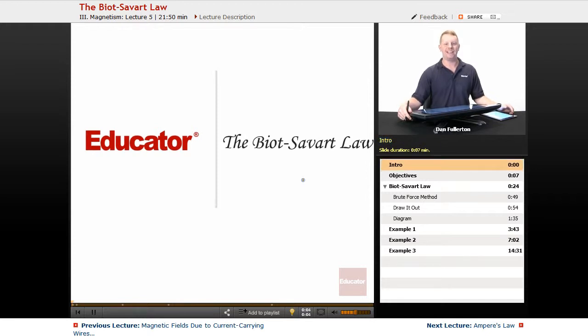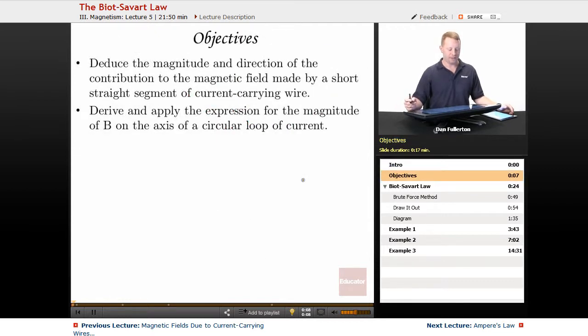I'm Dan Fullerton, and in this lesson we're going to talk about the Biot-Savart Law. So our objectives are going to be to deduce the magnitude and direction of the contribution to the magnetic field made by a short straight segment of a current-carrying wire, and derive and apply the expression for the magnitude of the magnetic field on the axis of a circular loop of current.